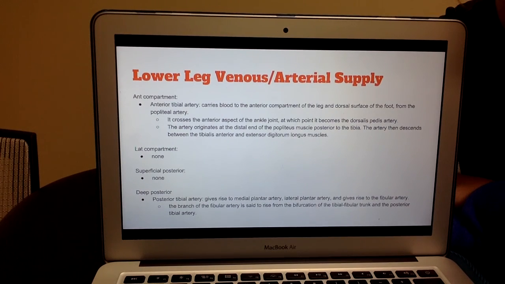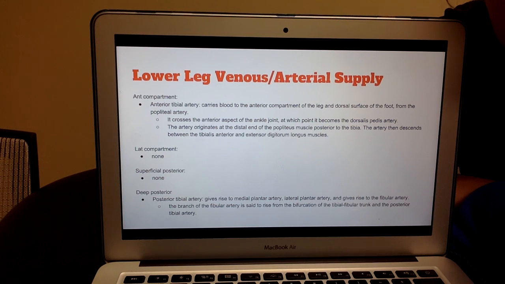And then in terms of the arterial supply, in the anterior compartment, you have the anterior tibial artery. It carries the blood to the anterior compartment of the leg and the dorsal surface of the foot. Alongside that, you do have the veins as well. And then we didn't find anything in the lateral and superficial posterior compartments.